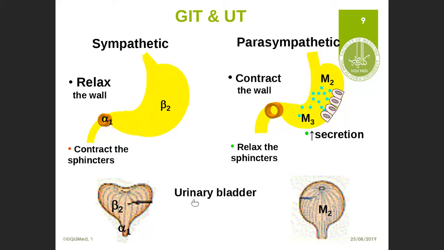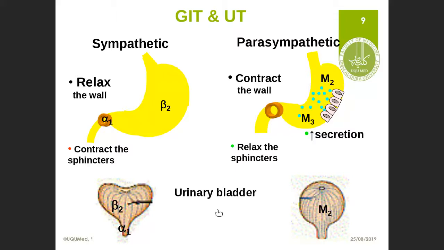The same is the case here with the urinary bladder. When your bladder is filled, you have a micturition reflex, and then ultimately the urinary bladder is relaxed and dilated. The same is the case with the sphincter: when you have an urgency of urination, at that time your parasympathetic system is activated, and the urinary bladder is dilated, as well as the sphincter, just to pass the urine.